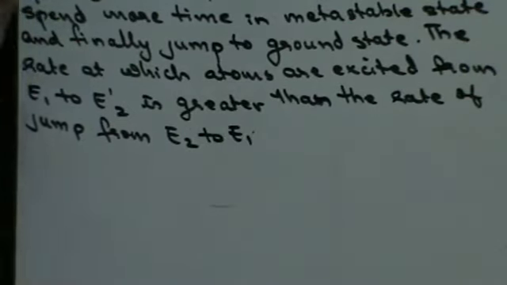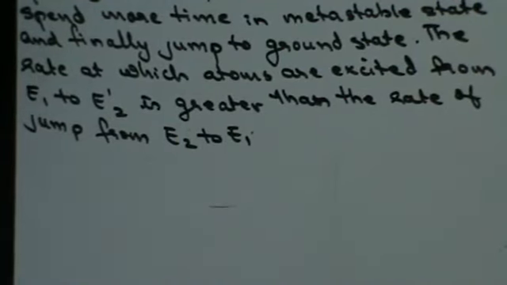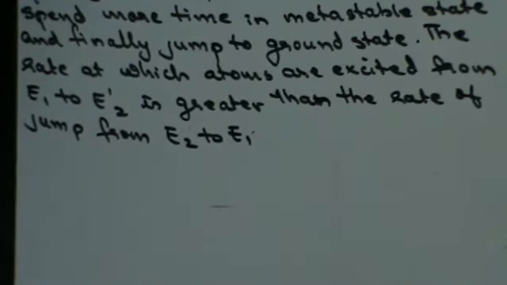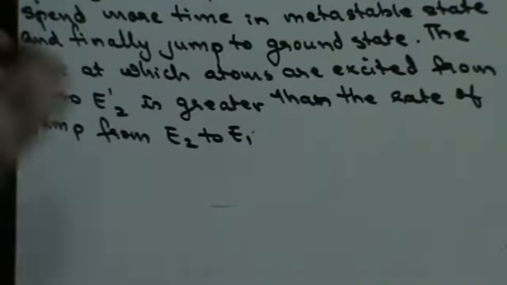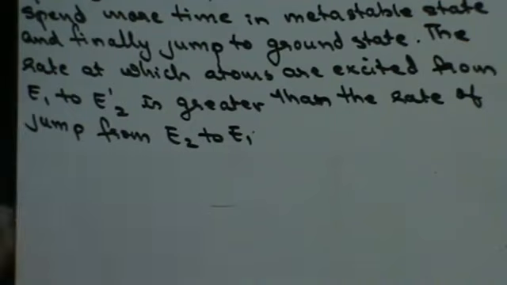So if there are more atoms going up and fewer atoms coming down, the number of atoms in state E2 will automatically increase. There will be a large number of atoms in state E2, which will cause population inversion to take place. Remember, we had this problem, Boltzmann's ratio, which said that the number of atoms in the ground state is larger and therefore it is not possible to amplify light. Here we have increased the number of atoms in the excited state. Now you have more atoms in the excited state than in the ground state.